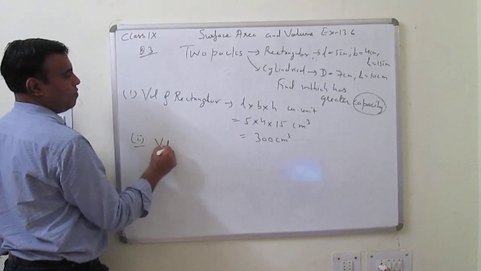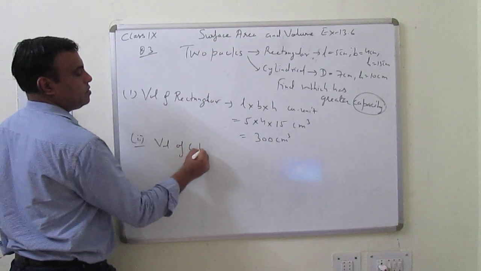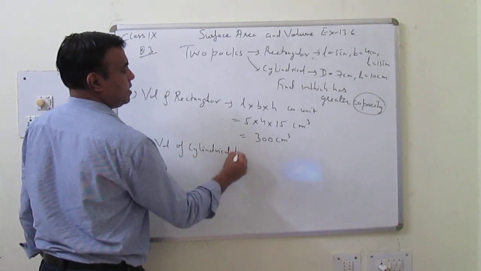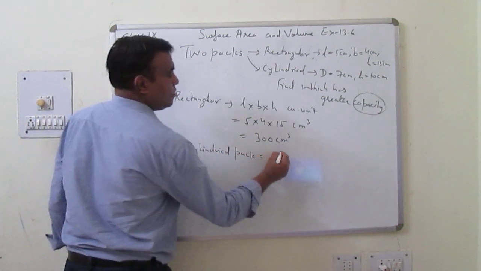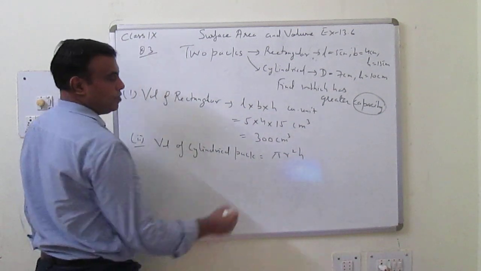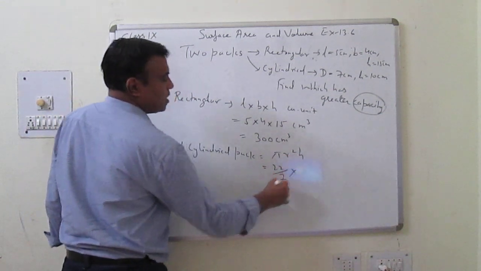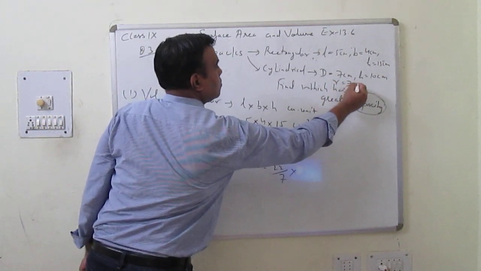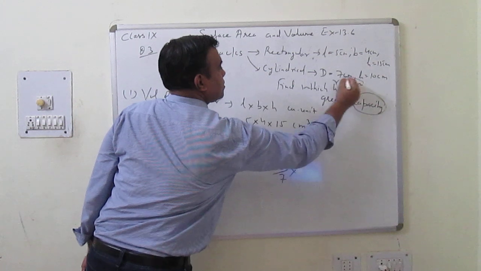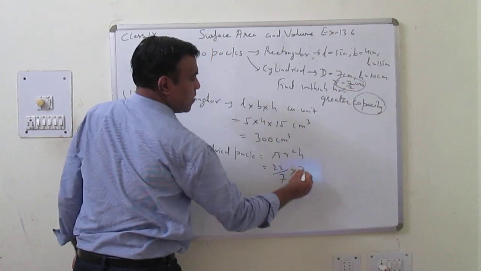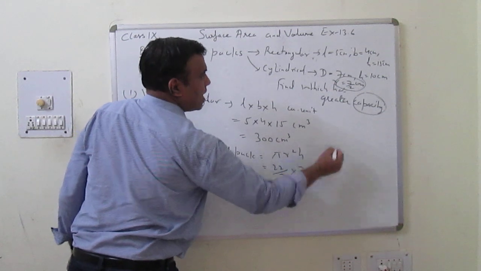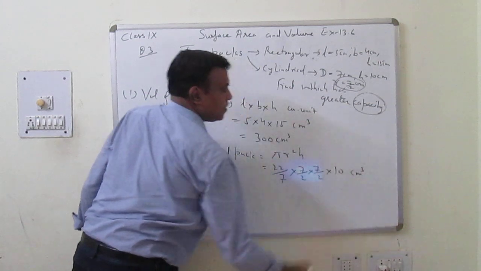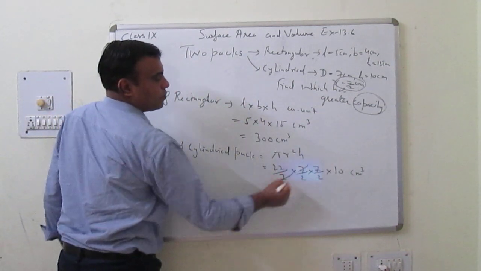Second, volume of cylindrical pack is equal to pi r square h. Pi you can take 22 upon 7 into radius, r is equal to 7 upon 2 centimeter. This is the radius. So 7 upon 2 into 7 upon 2 and height is 10. Unit is centimeter cube. This 7 cancels out.